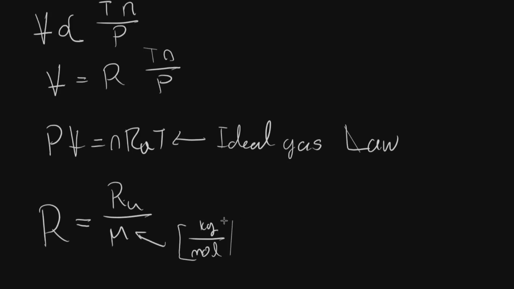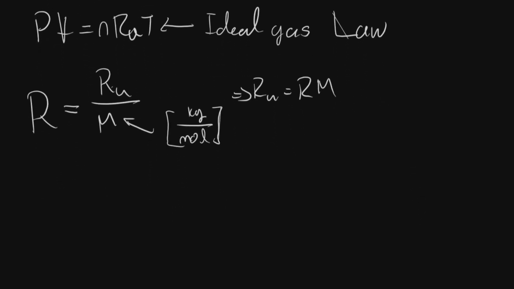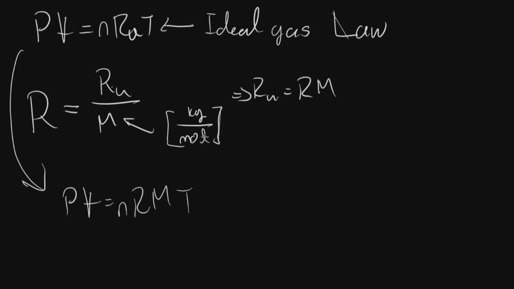Now I can also rewrite this real quick. I can say R_U has to equal R times M. Now if I plug this in up here, what I'm going to get is PV equals n times R times M times T. But remember that M is just how many kilograms of mass I get per mole, and this n is my number of moles. So these are going to cancel out. And my final equation is PV equals mRT.